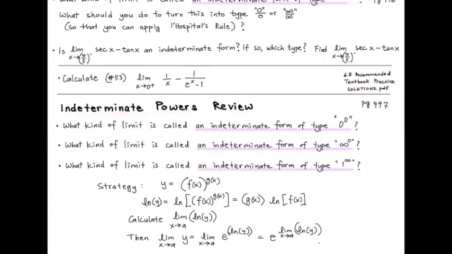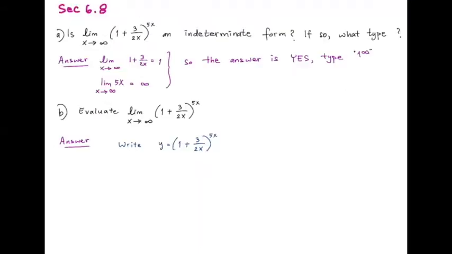And whenever you see an indeterminate power, this method will always work where you set y to be equal to the function you're interested in and take the natural log of both sides, and then first compute the limit of the natural log using L'Hopital's rule. So first I write down y equals 1 plus 3 over 2x to the 5x, and then I take the natural log.